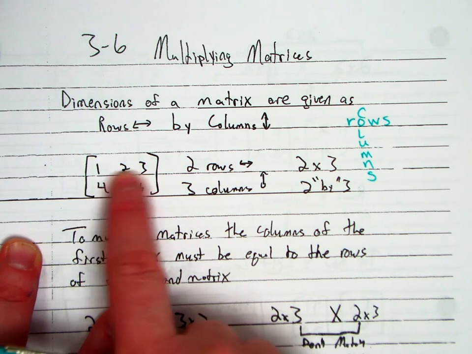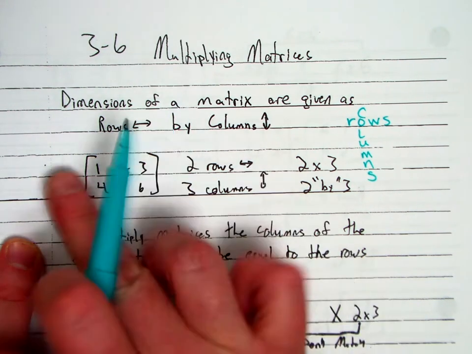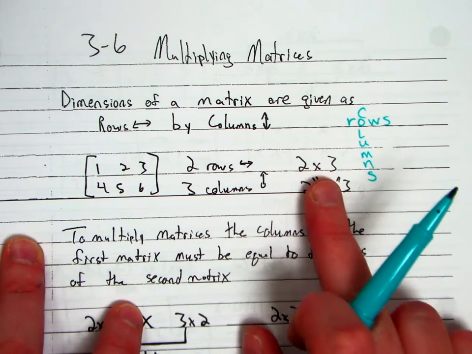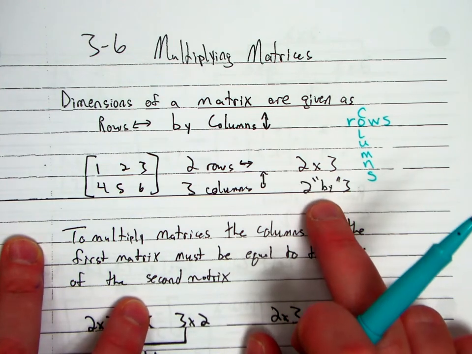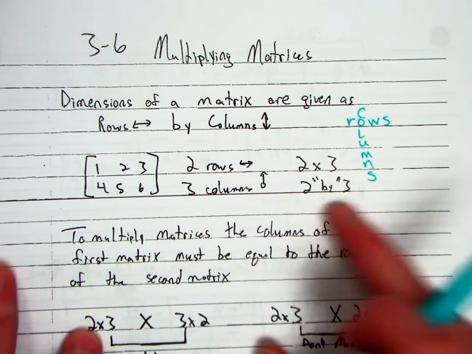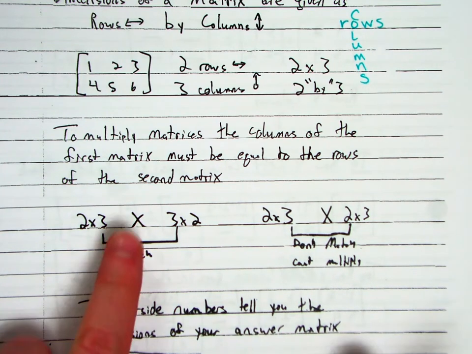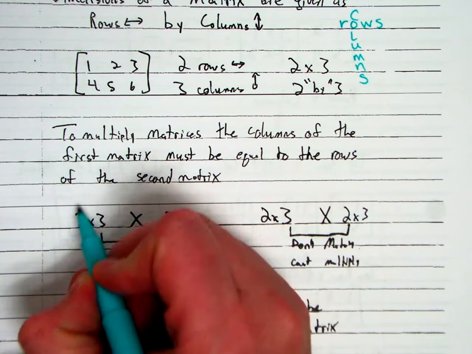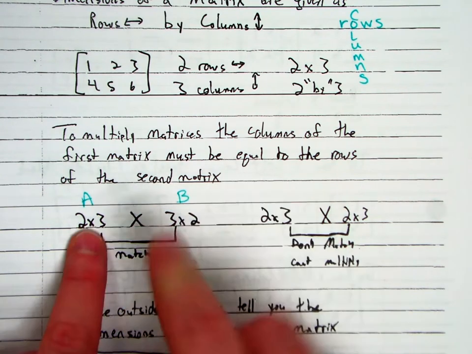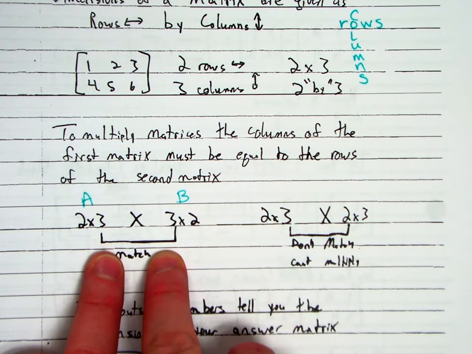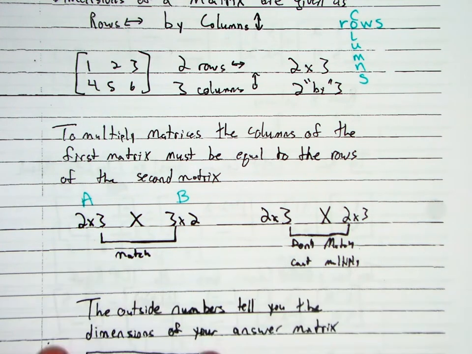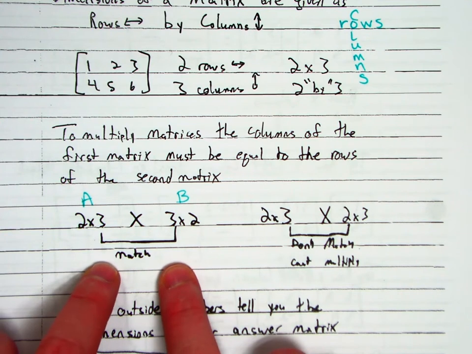This is row 1, row 2, column 1, column 2, column 3, which is written as a 2 by 3. So x is the word by, 2 by 3. To multiply matrices, the columns of the first matrix must be equal to the rows of the second matrix. So what we do is we like to put them in order. Matrix A, matrix B, or first and second, and the middle numbers have to match. When they match, the outside numbers become the size of your new answer.